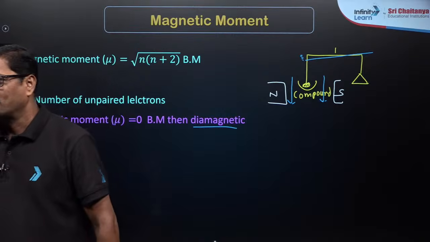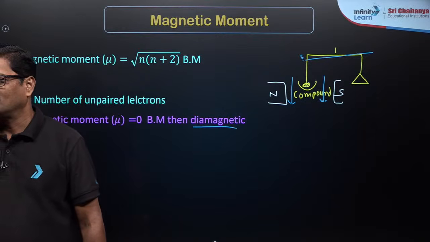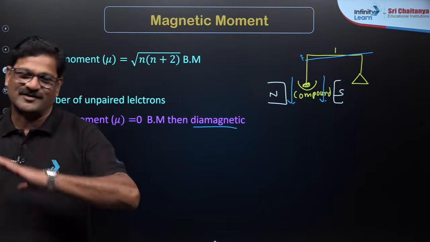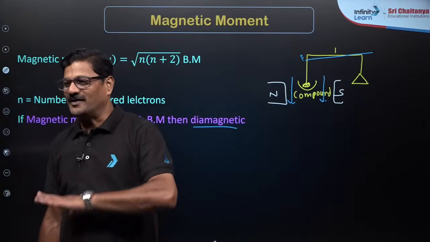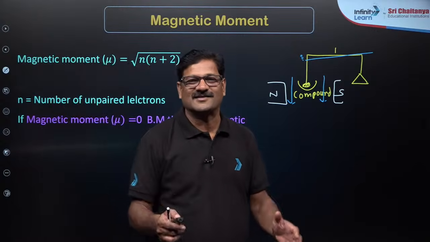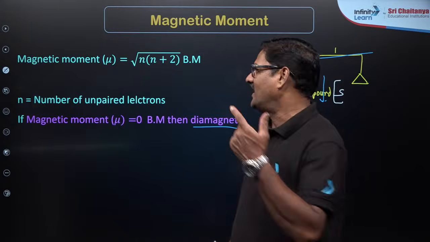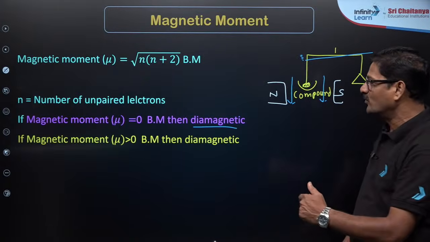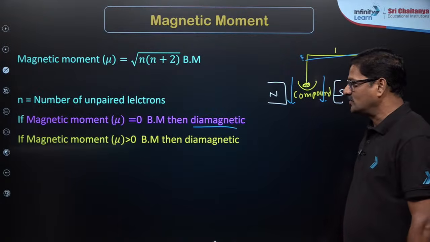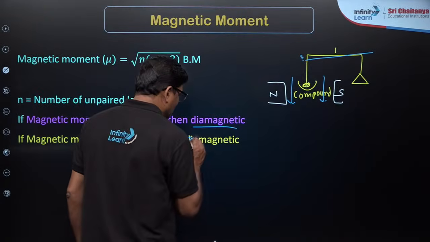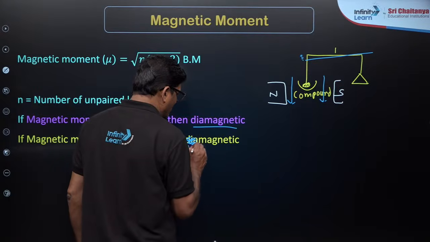In the classroom, whether in the live class, offline or online, we teach and we make the class always lively. Those students who are online, please like the session. If the magnetic moment is greater than 0, it is said to be paramagnetic.